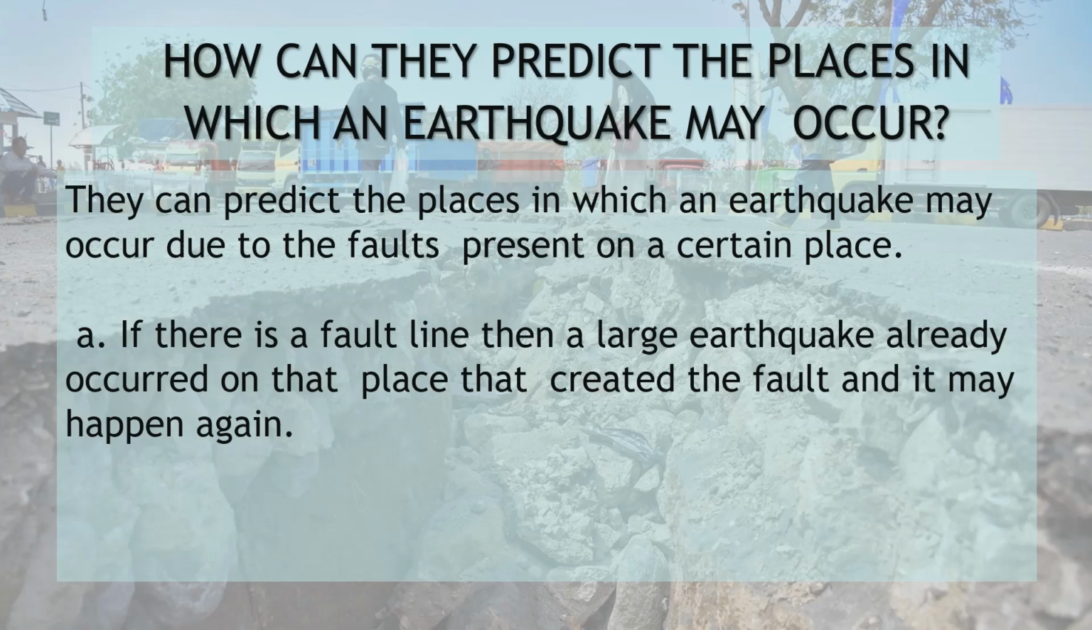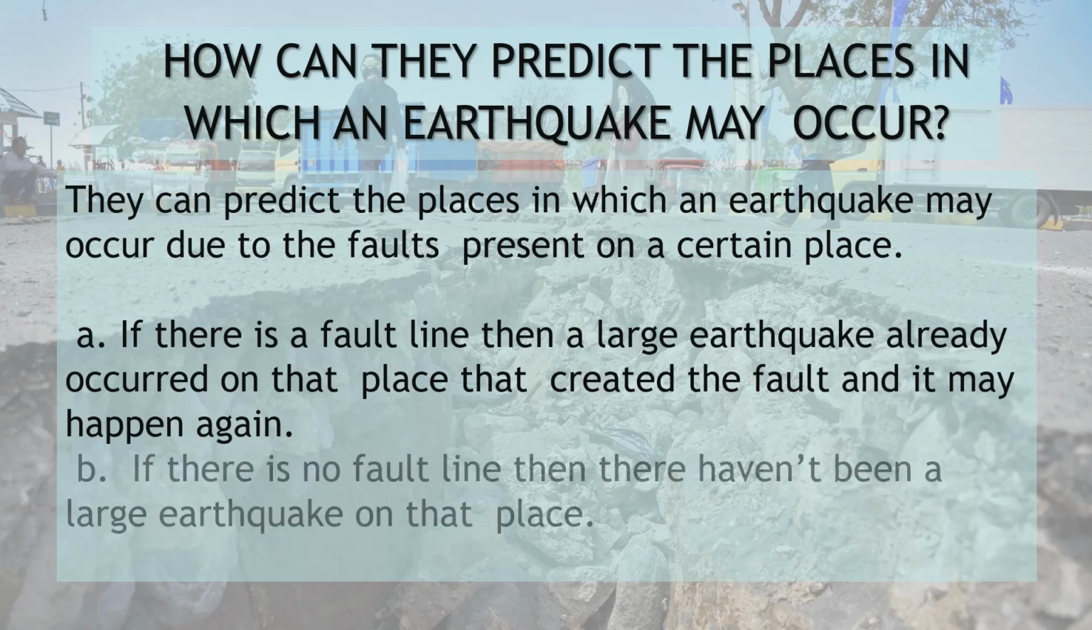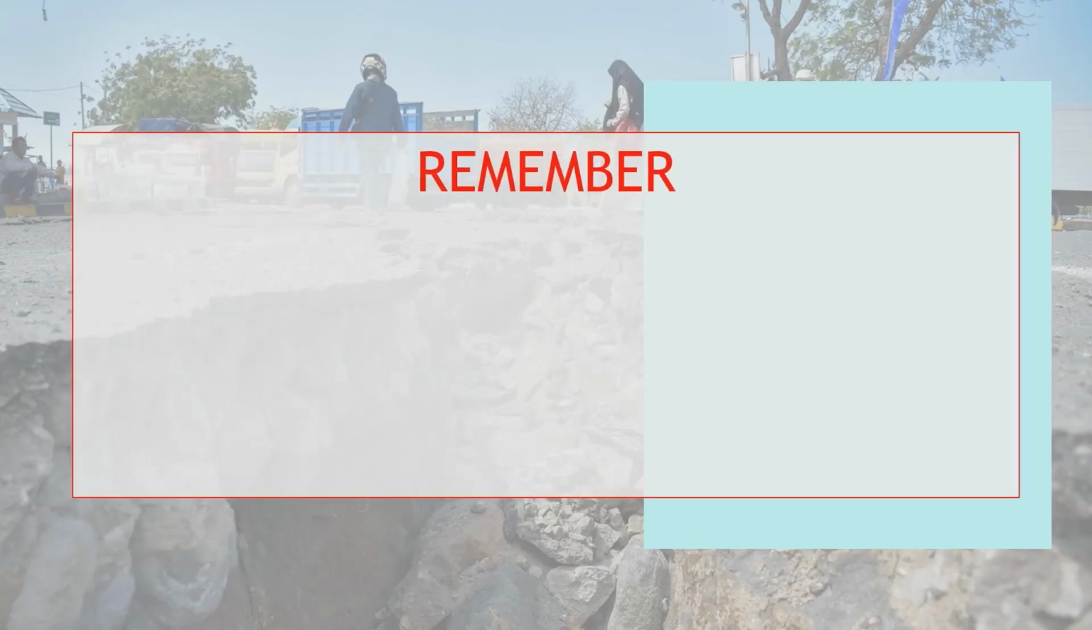Meaning to say, if there's a fault line, there is a history of earthquake experience in that area that can happen again. Pwedeng maulit, may fault line na, may history na, at pwede pang may repeat comeback yung earthquake. Letter B, if there is no fault line, then there hasn't been a large earthquake in that place. Sabihin, wala pang record ng earthquake on that area. Alright, so let us remember this.